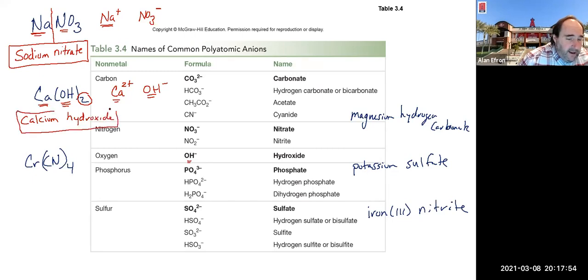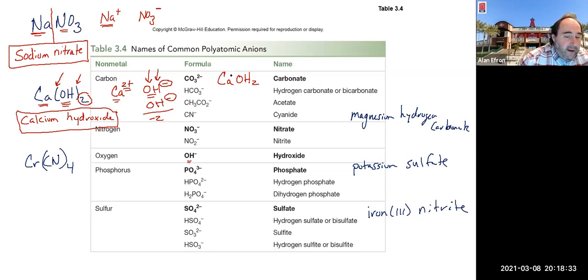Question on that name: why are there 2 of them there? It's because this is +2 and this is -1, which means we need 2 of these to balance it out. Also really important is the parentheses in this formula. If I wrote it as CaOH2 with no parentheses, that would imply 1 calcium, 1 oxygen, and 2 hydrogens, which is not the case. I have 2 oxygens and 2 hydrogens.